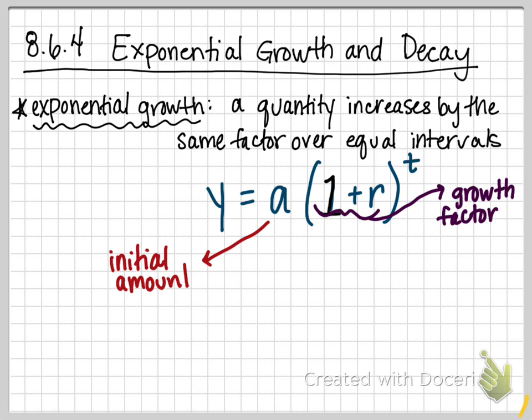Whatever A is, that's the number that will be the initial amount that you have of something. So that's something that's growing exponentially. So whether it's population grows exponentially, bacteria grows exponentially, something like that, the initial amount you start with will be that A.